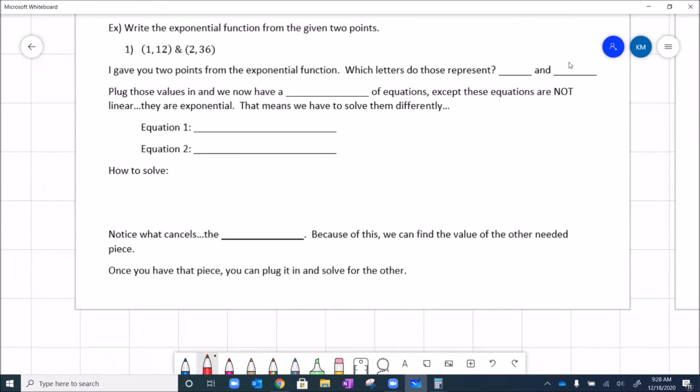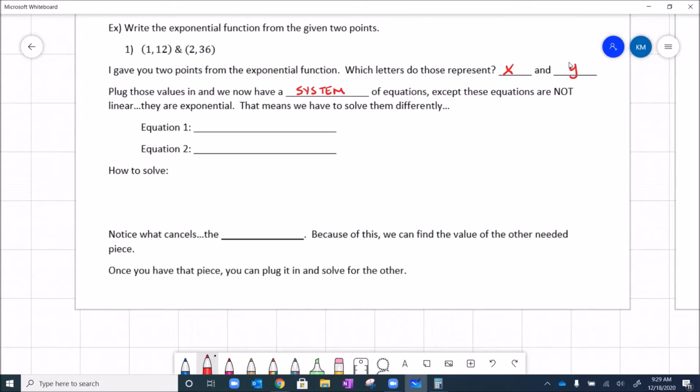What about if we're just given 2 points? So it says write an exponential function from the given 2 points. I gave you 2 points from the exponential function. Which letters do they represent? Remember that they will represent x and y. Okay, and so plug those values in, and now we have a system of equations. Except these equations are not linear, they are exponential. That means that we have to solve them differently.